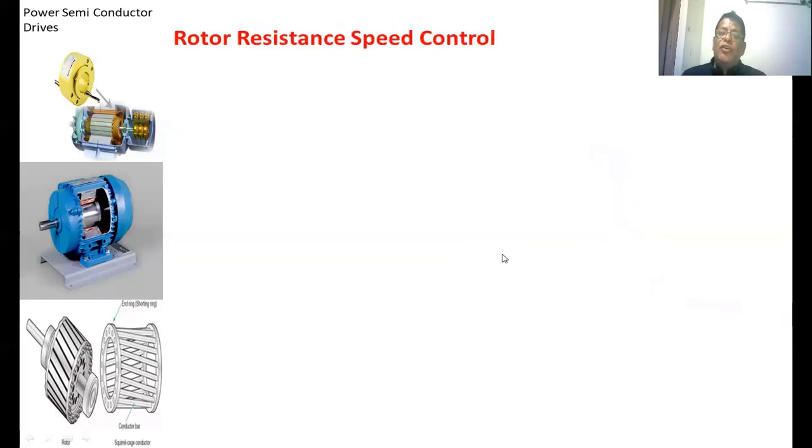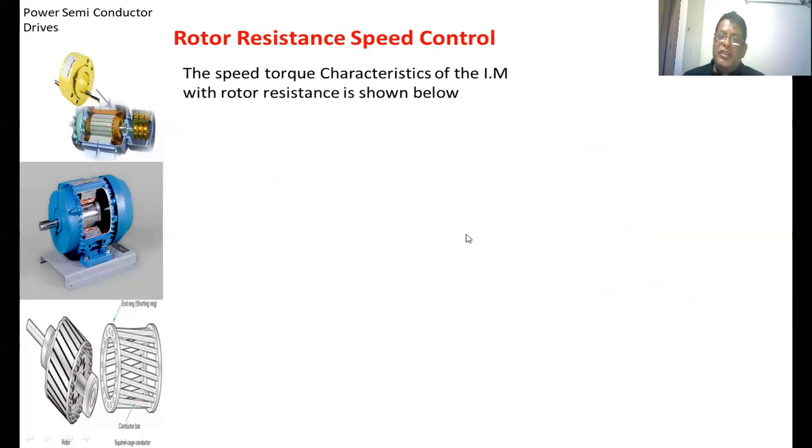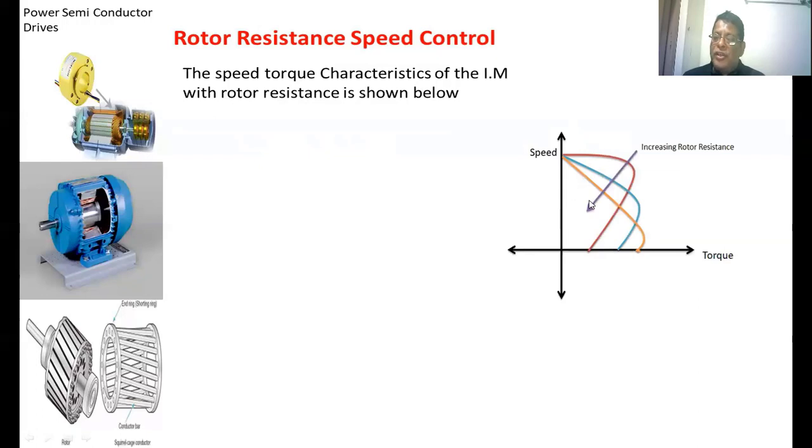The next method is the rotor resistance speed control. This method we can apply only for the slip ring induction motor. We can't apply it for the squirrel cage induction motor because it does not have the provision of adding a resistance to the rotor circuit. Resistance in the rotor circuit is increased. The speed torque characteristics is shown here. In the previous method, as the frequency increases and decreases, the maximum torque developed in the induction motor will be affected. But in this method, the maximum torque developed in the induction motor is not affected.